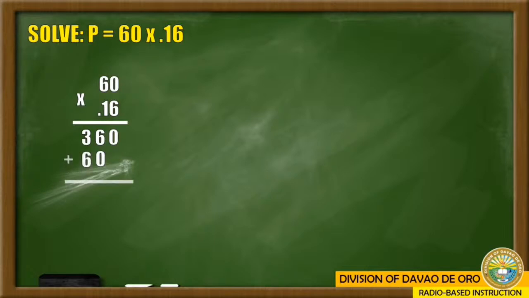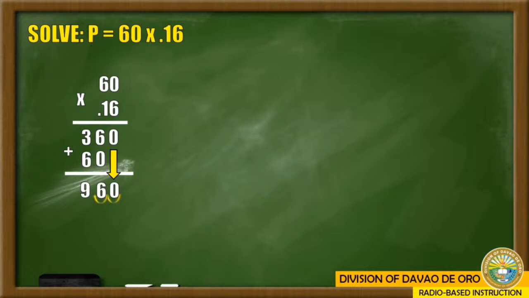And then we will add. Then bring down 0. 6 plus 0 is equal to 6. 3 plus 6 is equal to 9. Then we still have 2 decimal places. So we will move the decimal point going to the left 2 places from the right of our answer. So it will happen like that.